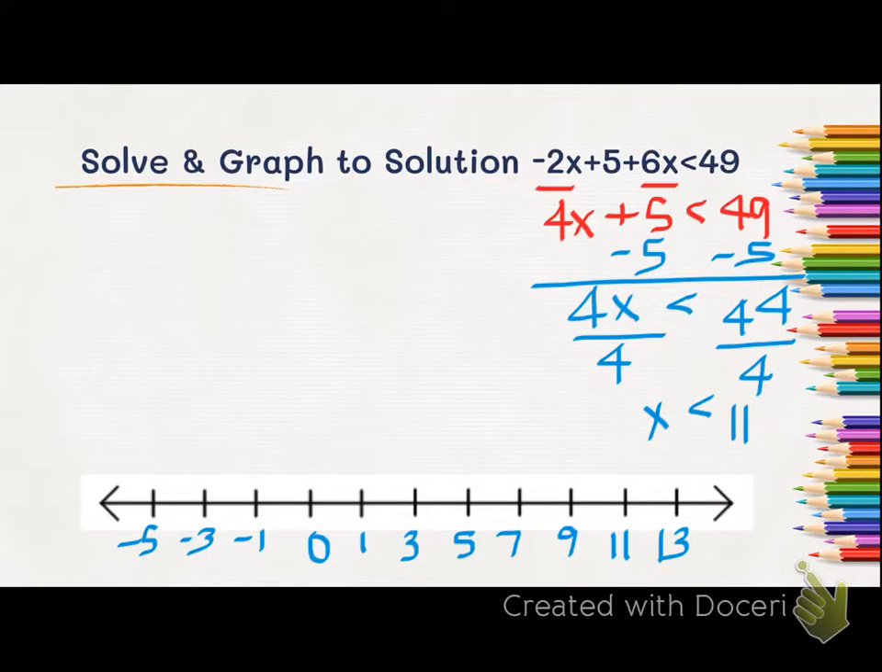And then we want to place, remember when we use the greater than symbol or the less than symbol, we use an open circle because the number does not make the inequality true. So we're going to place an open circle on the number 11, and we need to show numbers less than 11, which are numbers to its left.